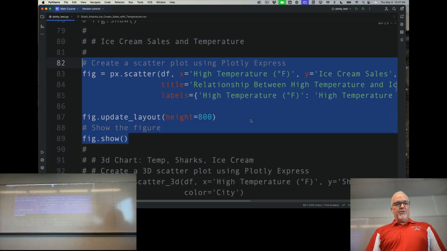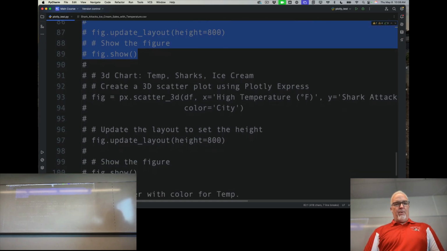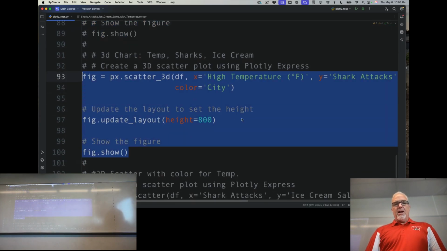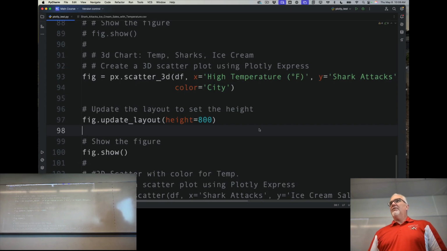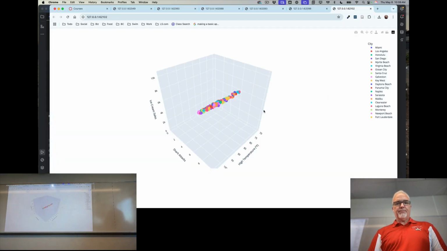Gives us some interesting ways. Since we have three pieces of data and we want to see how they interact with each other, there are a couple of different ways that we can do that to see three variables. And one of my favorite ways is through a 3D chart.